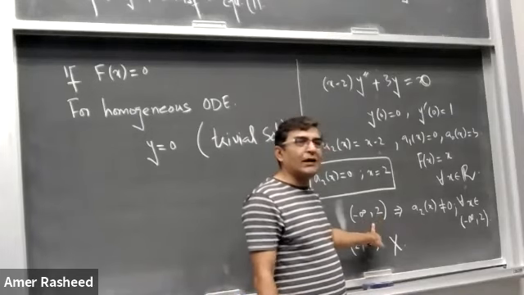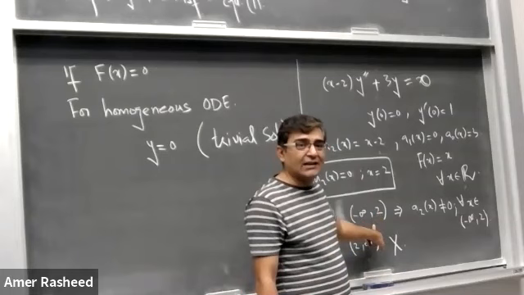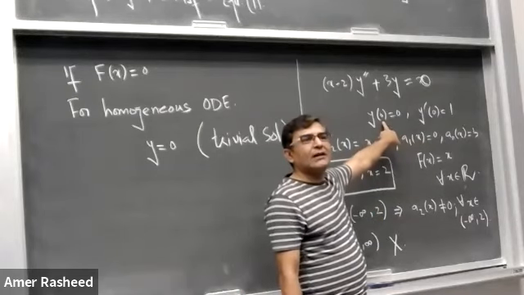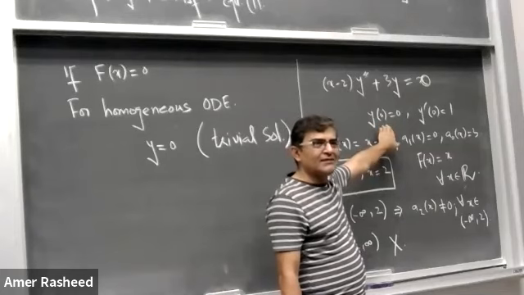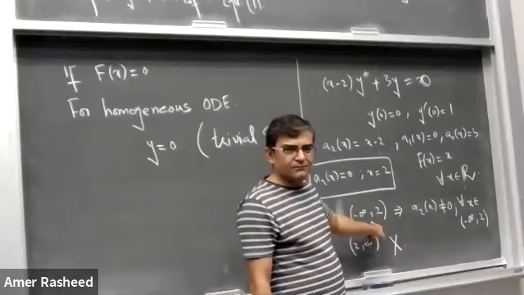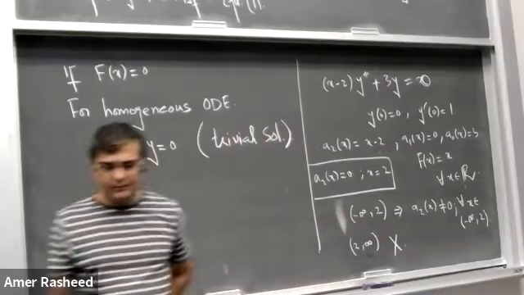So you have to pick up this interval because it contains 0. The initial value condition must be in this interval. Okay, sir. Thank you. Okay.